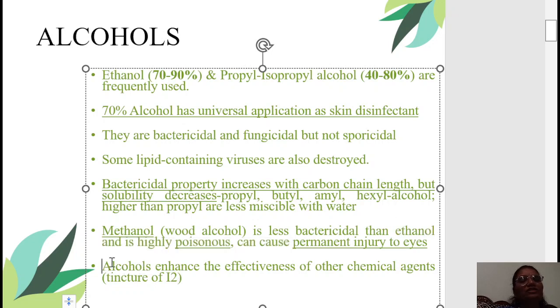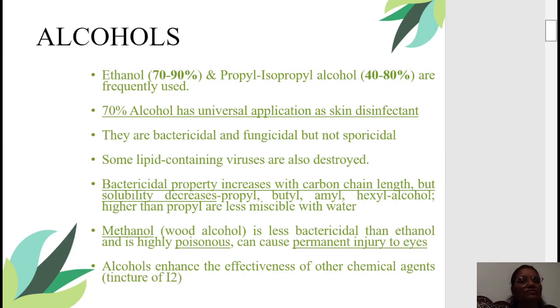In addition to their sole effect as an antimicrobial agent, alcohol, when added to other chemical agents, is reported to improve their effectiveness. Alcohols are an important ingredient of your day-to-day used antiseptics like Dettol and Lysol, and they are also a good component of the tincture of iodine.